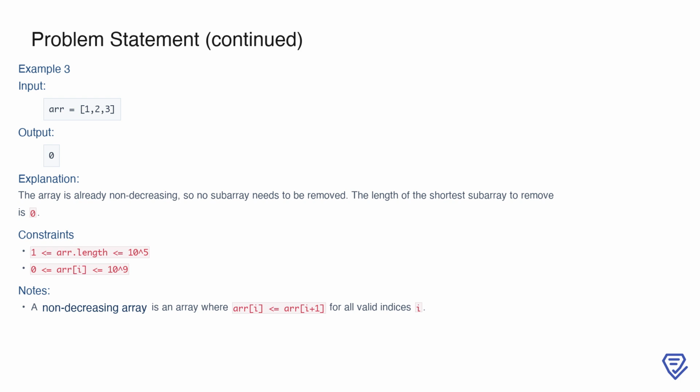The constraints for this problem specify that the length of the array can go up to 10^5, and the values within the array can range from 0 to 10^9. This means we need an efficient approach to handle potentially large inputs.